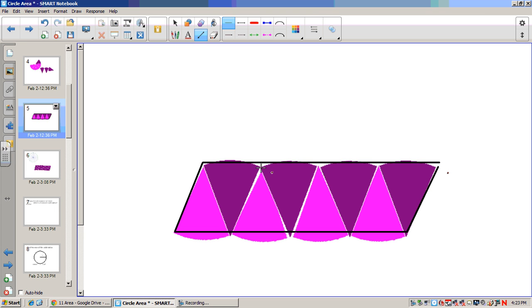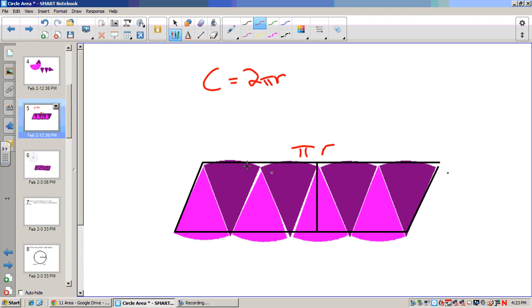Now the distance from one base to the other is going to be the radius of the circle. The distance along one side here is going to be half the distance around the circle. We know circumference is 2 pi r. So half the distance around would just be pi r. So the distance from here to here is pi times the radius. And the distance from here to here is pretty much the radius.